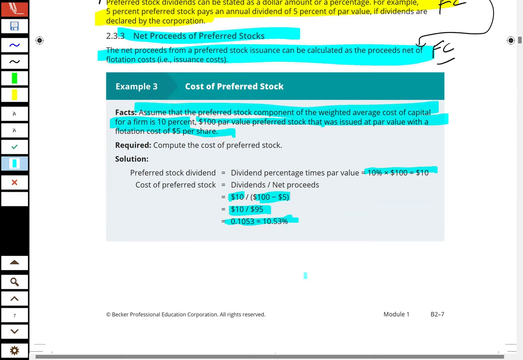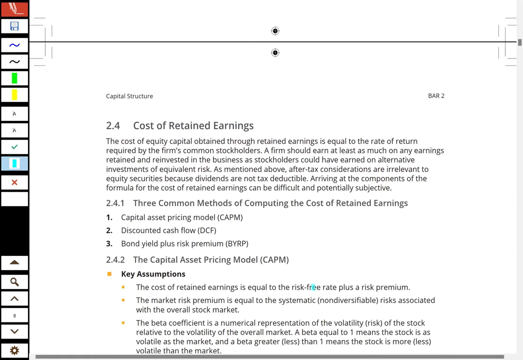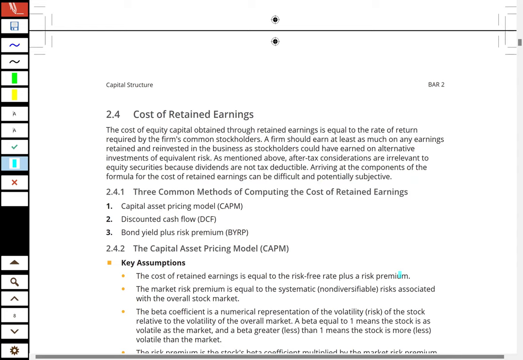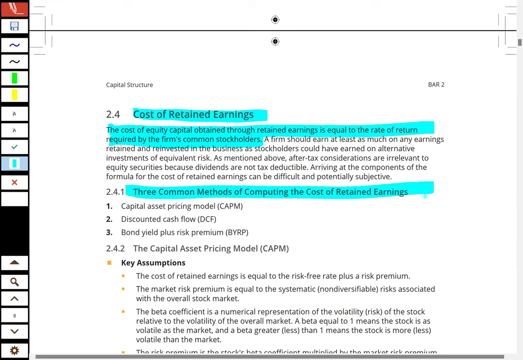Now we start talking about cost of retained earnings, and it gets a little bit confusing here to say cost of retained earnings. Well, what do they mean by that? They're basically talking about the cost of the common stock component. Okay, so again, remember we had the debt cost, which we looked at, the preferred stock cost, which we looked at, and now we're looking at the cost of the common stock, but here they're calling it cost of retained earnings. Okay, so the three common methods of computing the cost of retained earnings: one is the capital asset pricing model. The other is a discounted cash flow approach, and the other is the bond yield plus premium approach.